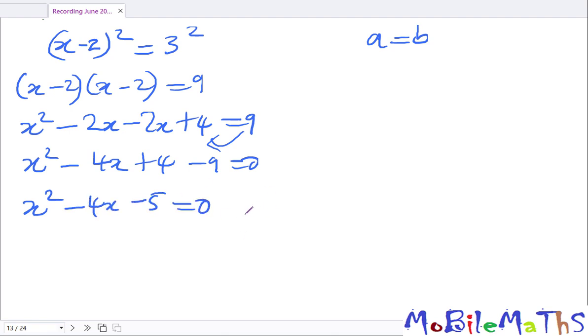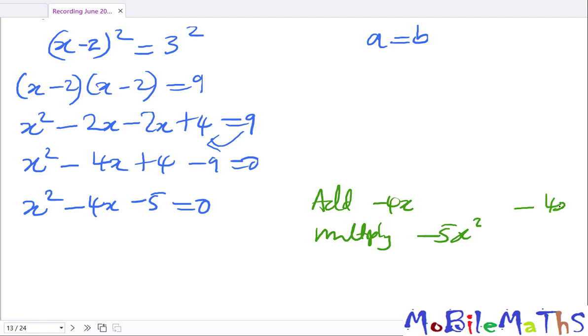So I'm going to look for two numbers that when I add, I get minus 4x, and when I multiply, I get minus 5x squared. The numbers that I can think of are minus 5x and plus 1x. If I have 4, it will not work. So that's the pair that we are going to use.